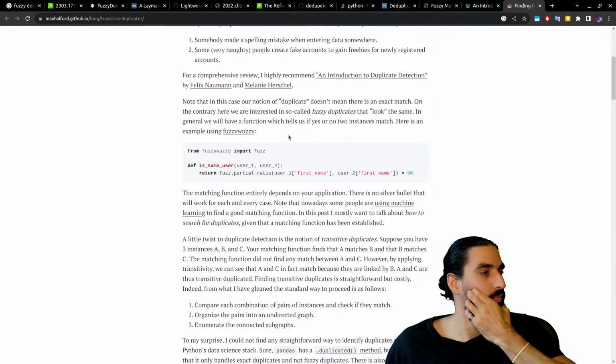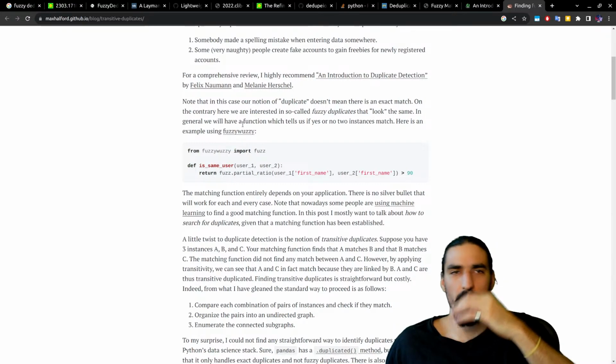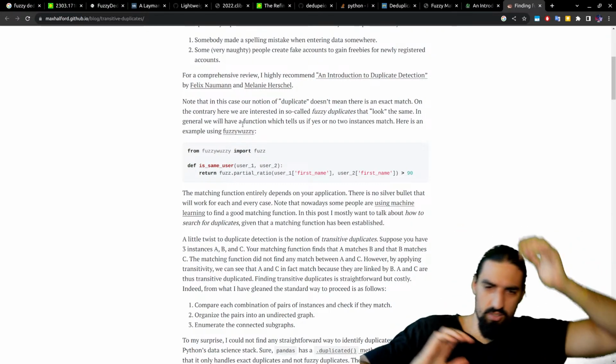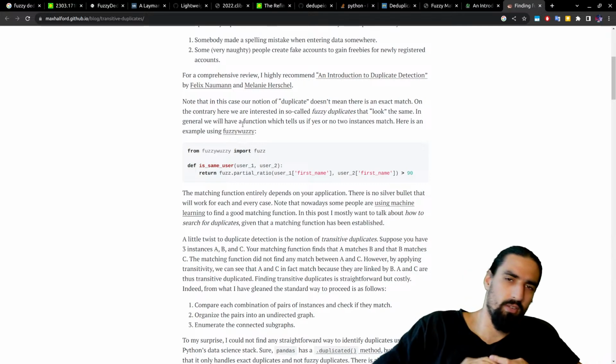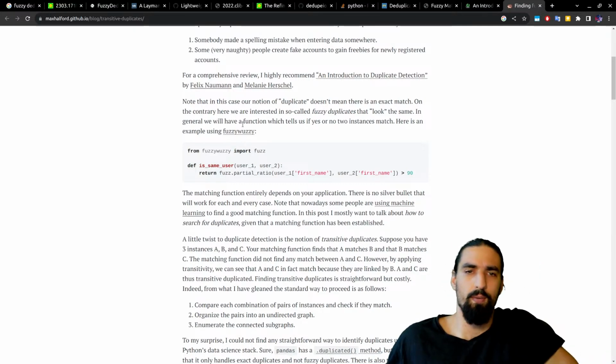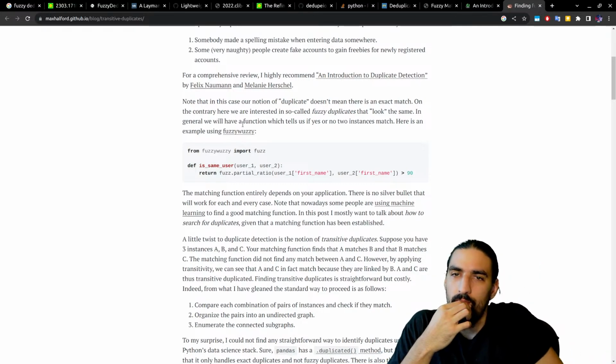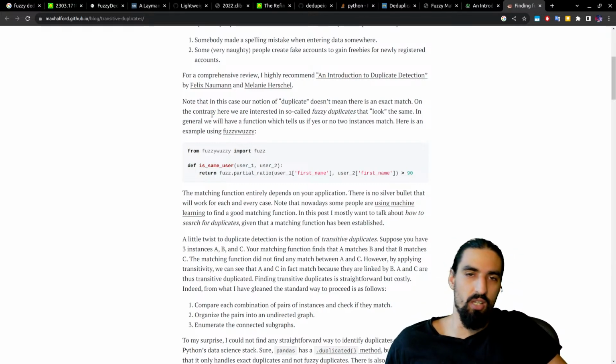Hello. Going well. I'm just skimming a bit various fuzzy deduplication methods, trying to learn a bit more on this topic. Fuzzy duplicates look the same. Fuzzywuzzy. Partial ratio between this is bigger than 90.